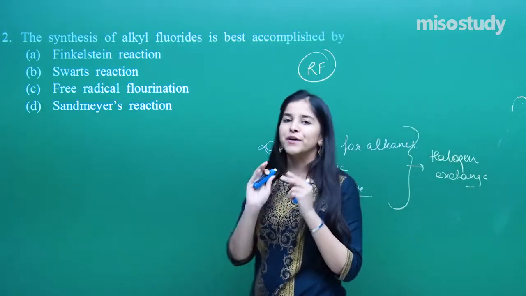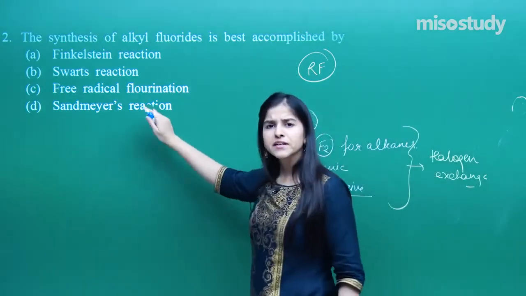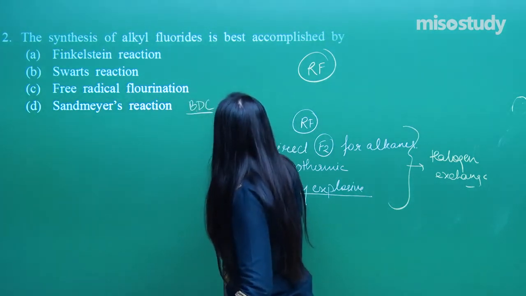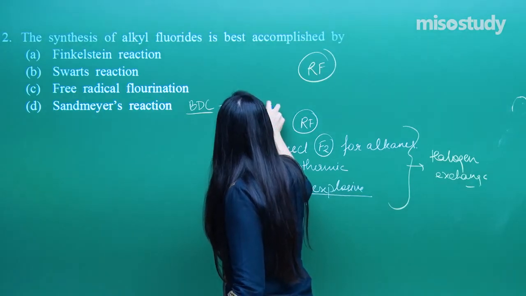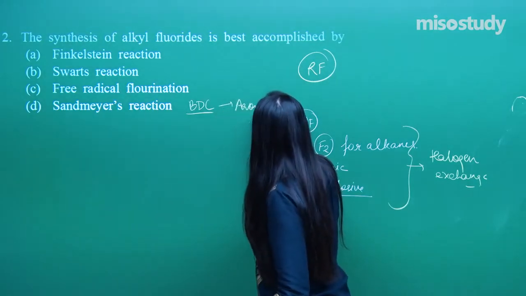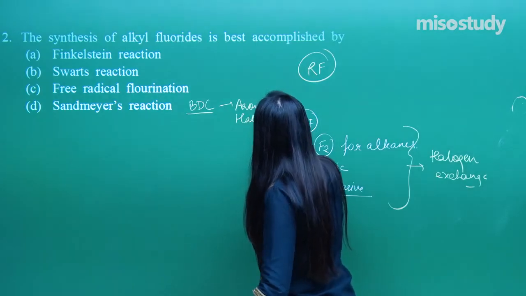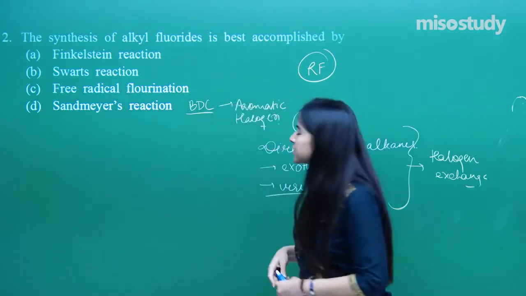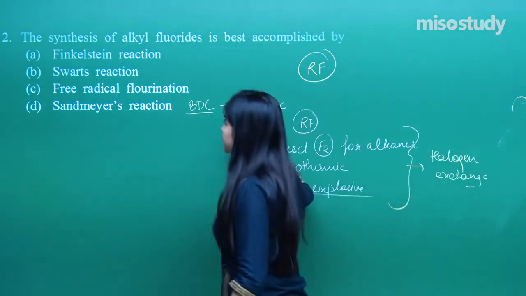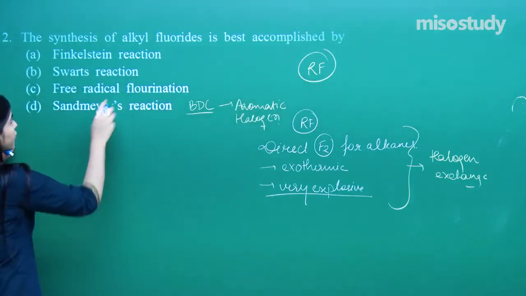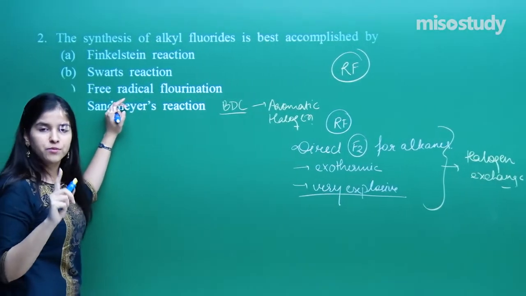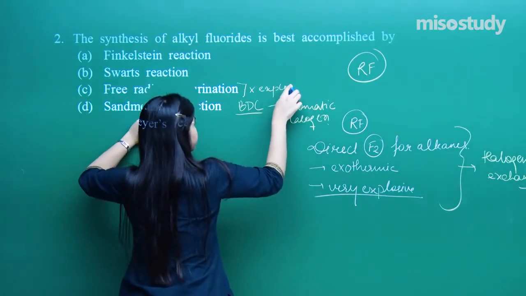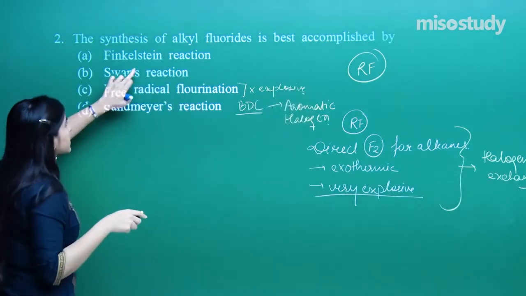For that we have a particular kind of reaction, not the Sandmeyer. It is actually the formation of benzene diazonium chloride, leading to aromatic compounds, or aromatic halogens, or haloarenes. So basically in the Sandmeyer reaction I get haloarenes as the product. If I look at free radical fluorination, definitely this is not our choice because it could be explosive. I need to find out between the Schwarz and the Finkelstein.